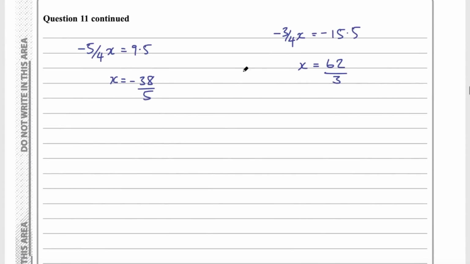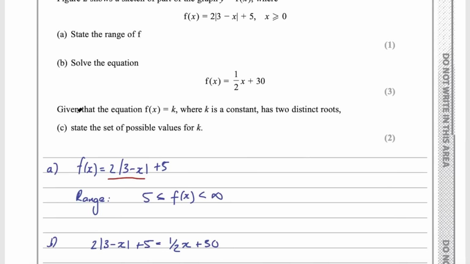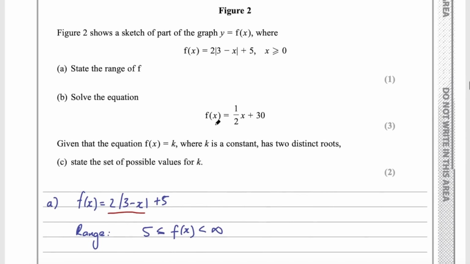You'll notice that only one of these answers is greater than 0. So we can say as x is greater than or equal to 0, x equals 62/3 for part B. The next part of the question says, given that the equation f of x equals k, where k is a constant, has two distinct roots, state the set of possible values for k.